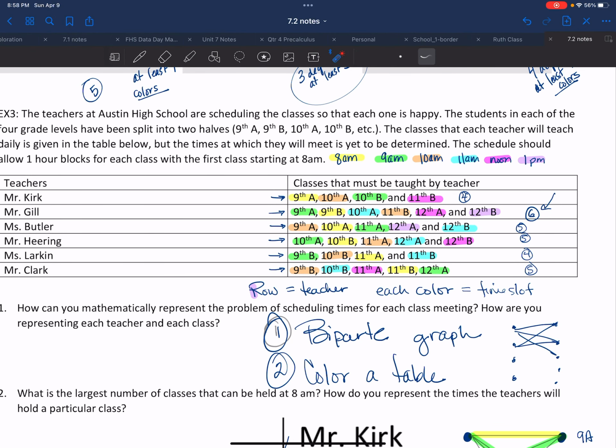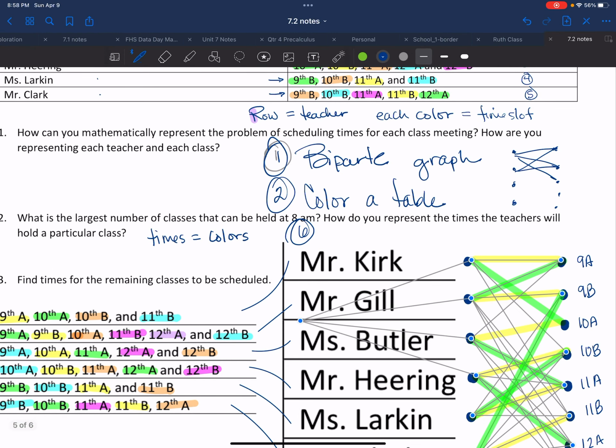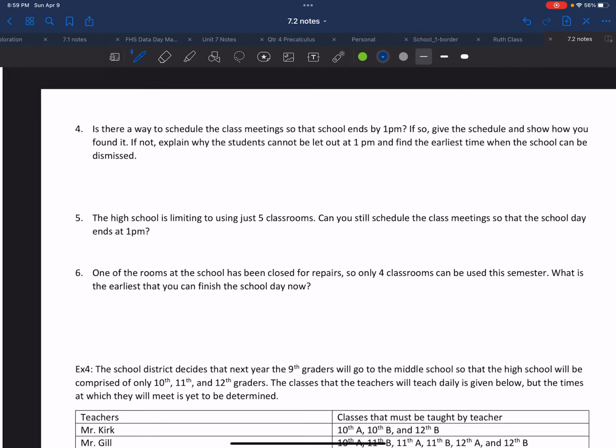What's the largest number of classes that can be held at 8 a.m.? How do you represent the times the teachers will hold a particular class? Our times equal colors, right? And the maximum number is when everybody has a class, which is 1, 2, 3, 4, 5, 6. So the number of classes that could be held at 8 a.m. would be 6 classes. All right. So I hope that helps you on that one. And we will get into these next questions in a bit.